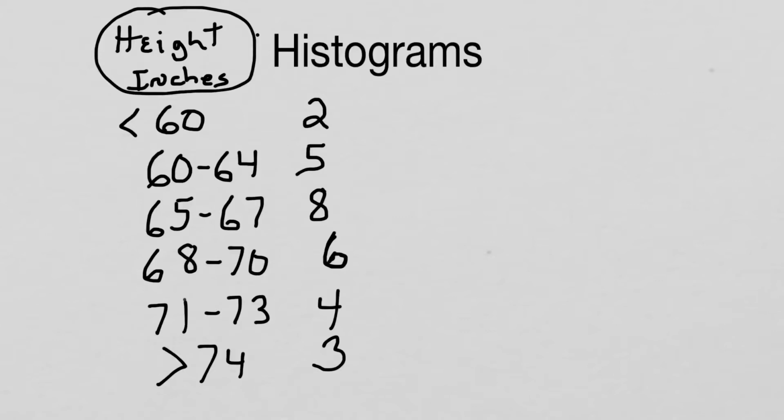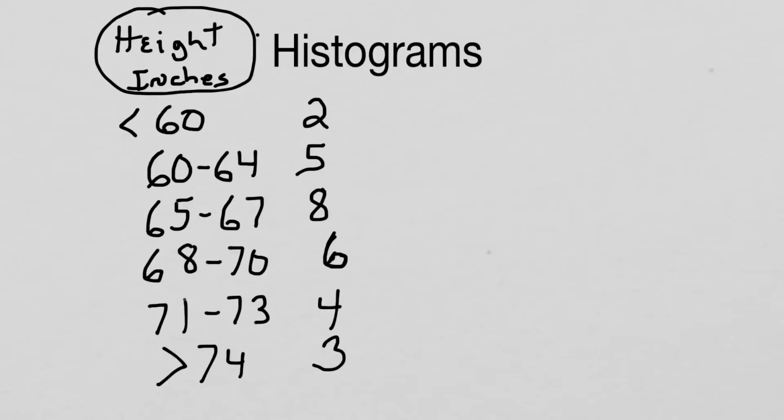This is a class and we measured everybody's height. We measured two people under 60 inches. 60 inches is under 5 foot, so there's two people under 5 foot. Then we just measured and put them in different intervals.